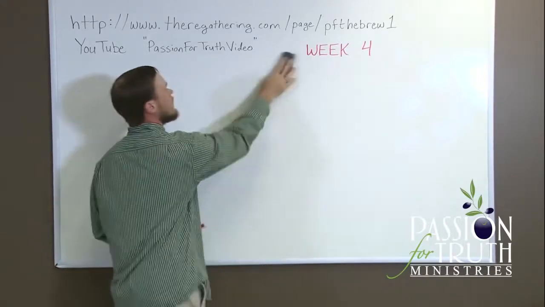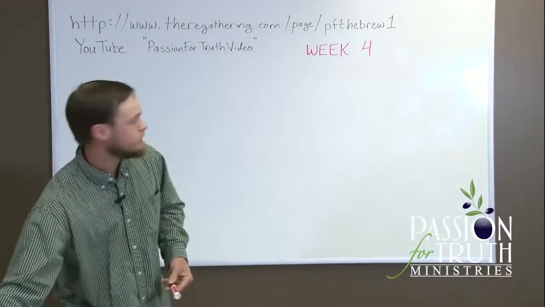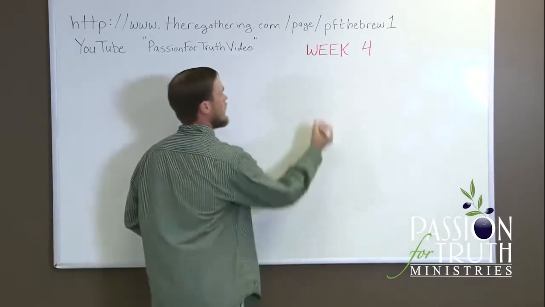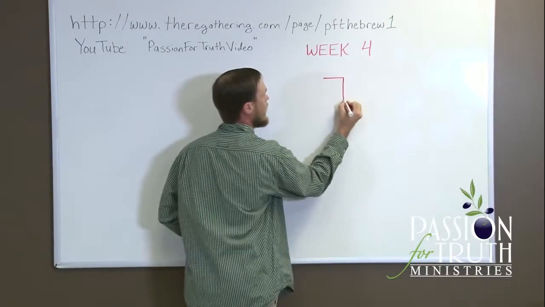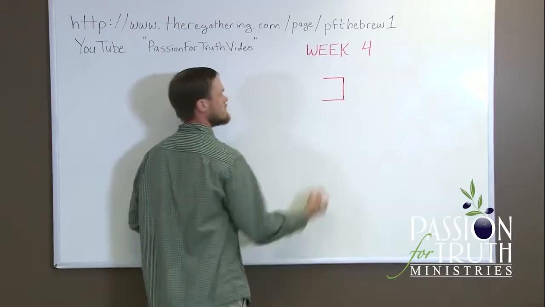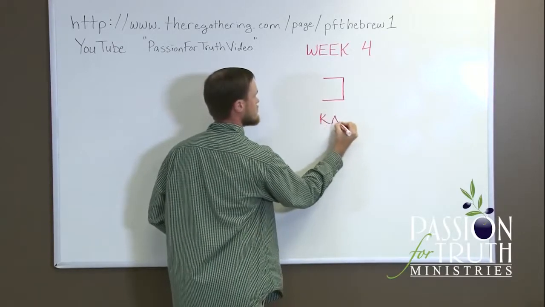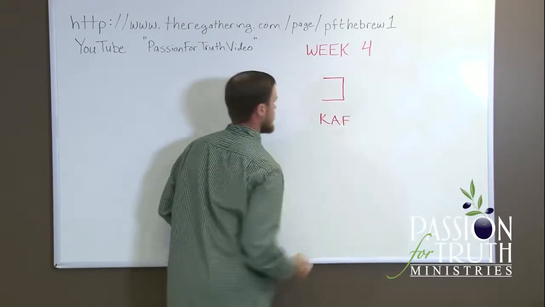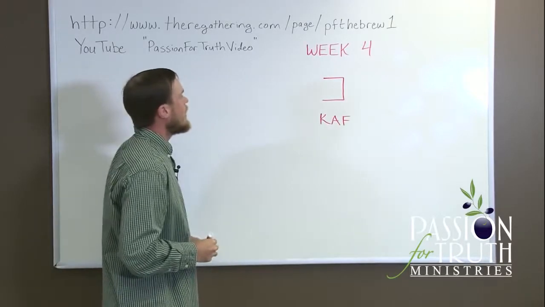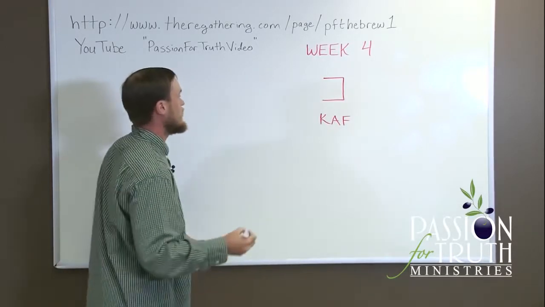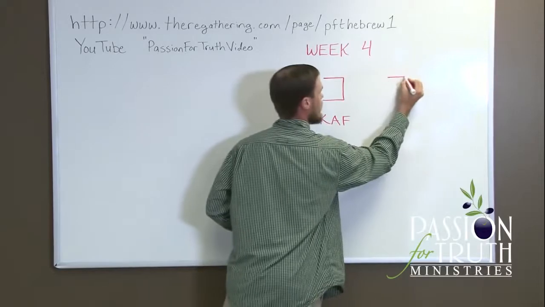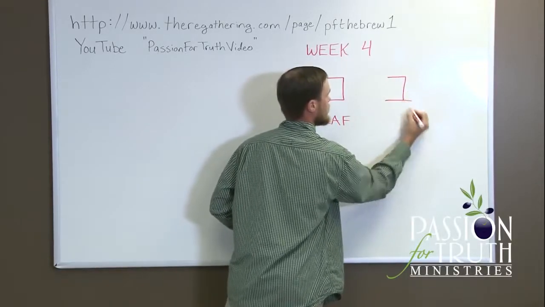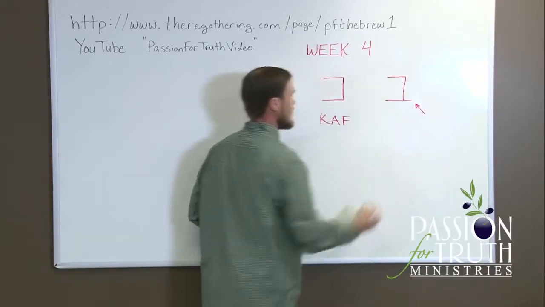All right, so we are on to our 11th letter. That is Kaf. The Kaf looks very similar to a Beit. Of course, you'll notice that the Beit has the tail in the lower right.